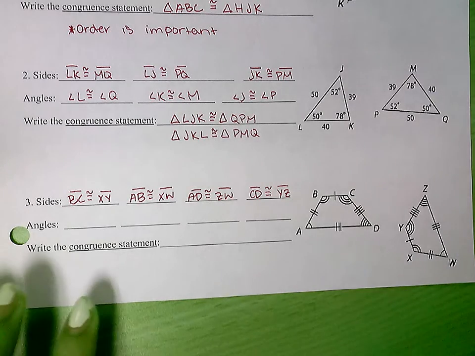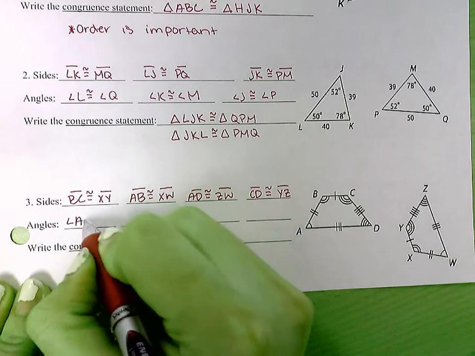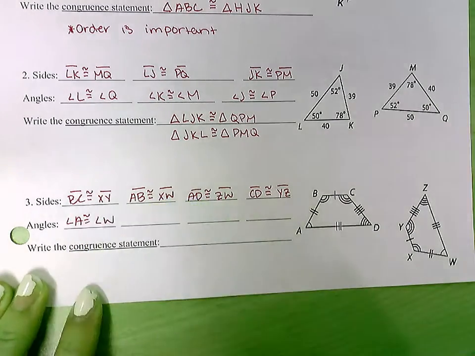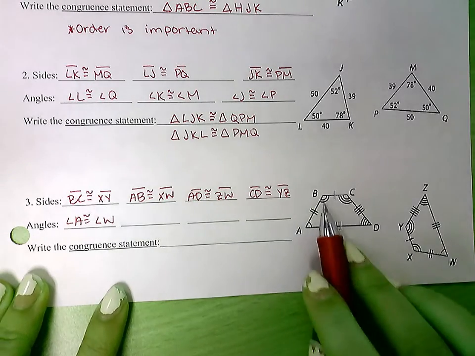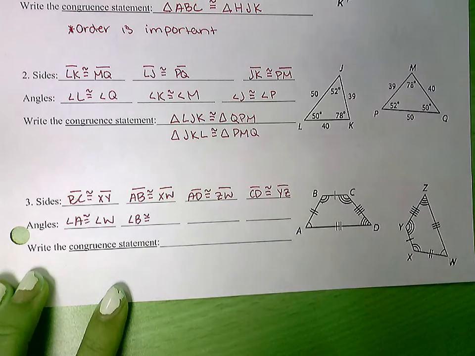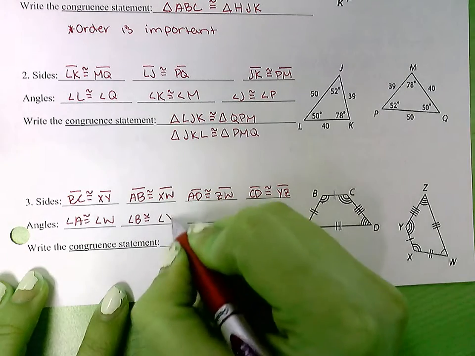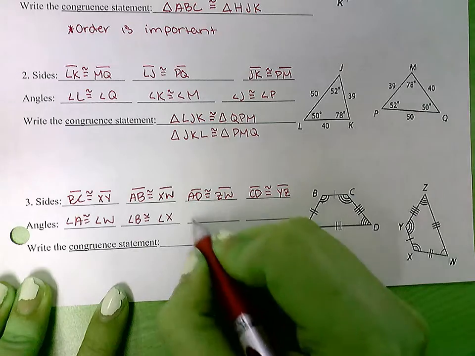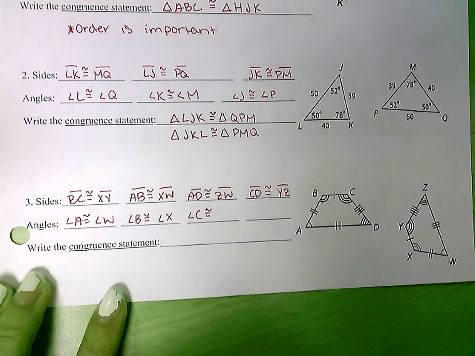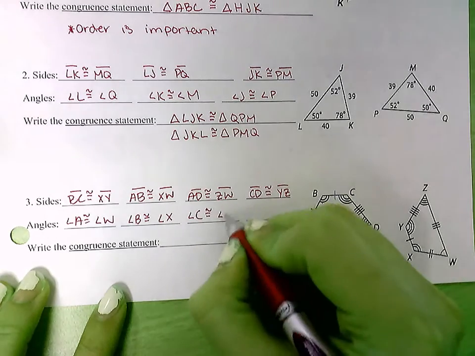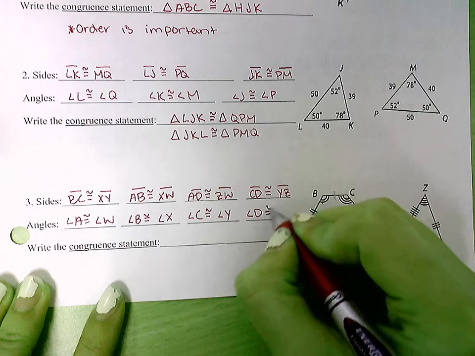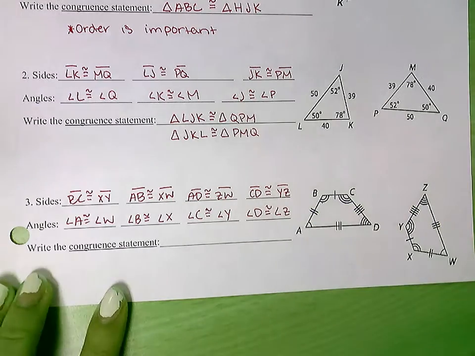Your angles then, we have angle A congruent to angle W. Angle B congruent to angle X. Angle C congruent to angle Y. And angle D congruent to angle Z.